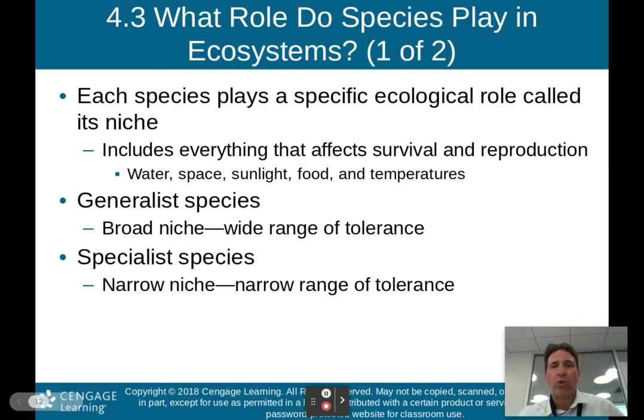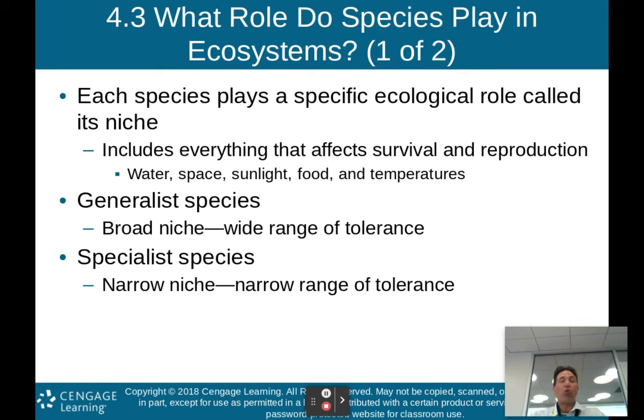All right, so what role do species play in ecosystems? Well, each species plays a specific ecological role called its niche, right? Or niche. Either way, you could pronounce it, okay? So this includes everything that affects survival and reproduction, like water, space, sunlight, food, and temperature. There are two types of species that I want you to know about. One are generalist species, and the other are called specialist species. And what the difference is, generalist species have a broad niche, right? They have a wide range of tolerance, while specialist species have a very narrow niche or a narrow range of tolerances.